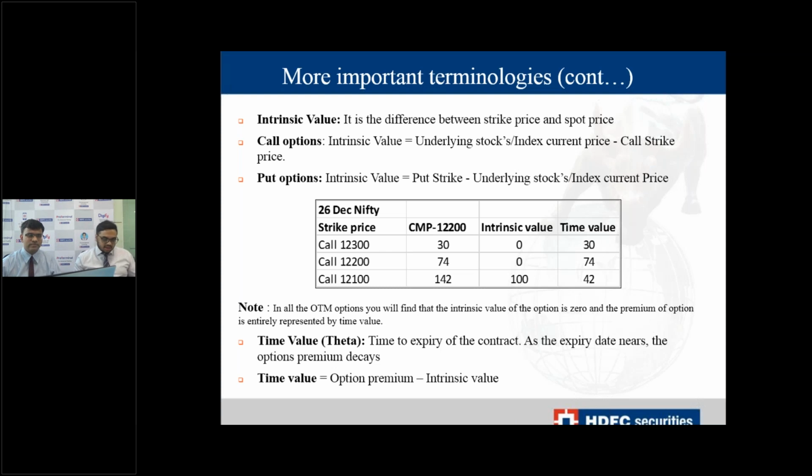For a call option, intrinsic value is the underlying stock price minus the call strike price. With the example, if the 12,300 call is trading at 30 rupees, the intrinsic value would be 0, and it will only be left with the time value, that is 30. And for at the money, the intrinsic value would be 74 and would only be left with the time value. And for the call in the money, there will be both intrinsic value and time value. So we have to keep in mind only for ITM options there will be intrinsic value, and there will be no intrinsic value for OTM and ATM call options.